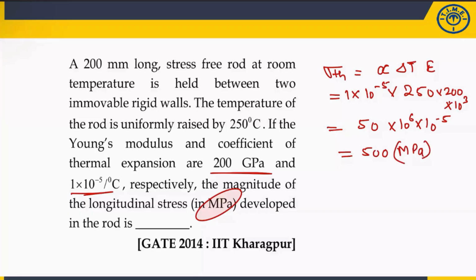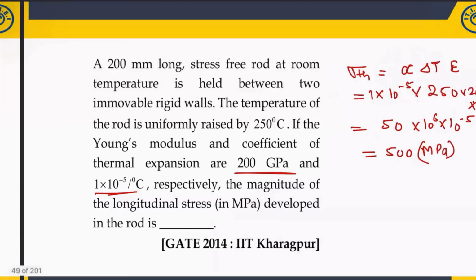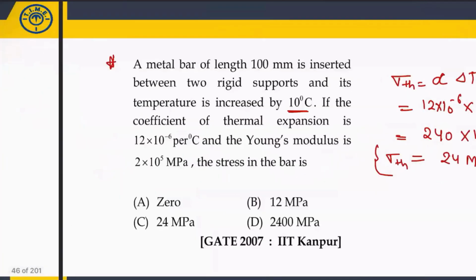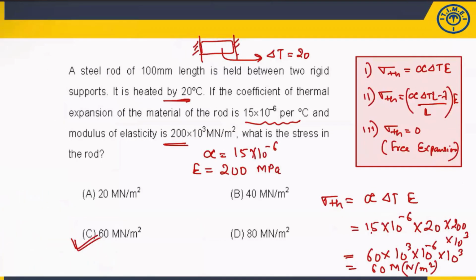How much time have I taken? 8 to 10 seconds. Only calculation you have to do, and this much time you are taking. Alpha value is given, delta T is given, E is given. Only you have to calculate. In the previous problem, I did the same thing. In the previous problem also, I have done the same thing.